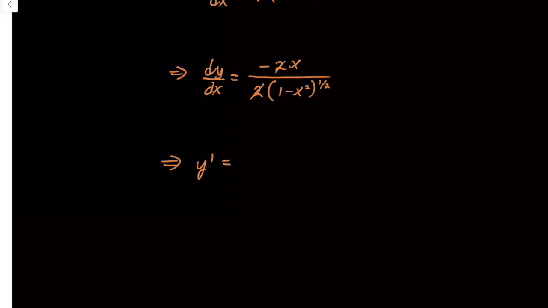y prime is equal to negative x over (1 minus x squared) to the 1/2. And that's it. That's the derivative of y with respect to x. So the next piece of the puzzle is to find the arc length formula.